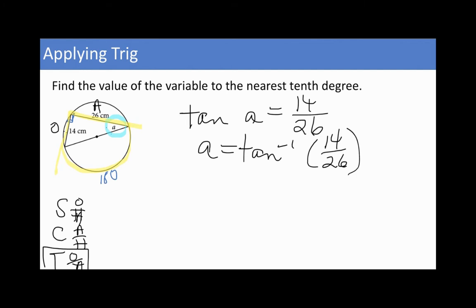Okay, using my calculator, it says that A is approximately 28.3007. So that's going to round to the nearest tenth. Do not forget to say it's a degree. There you are.